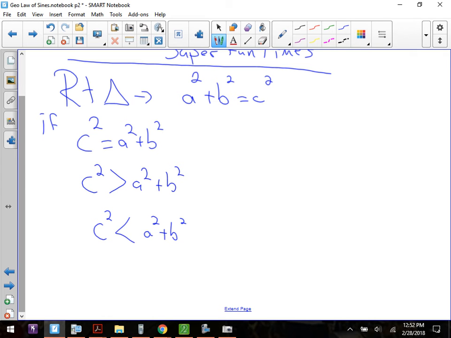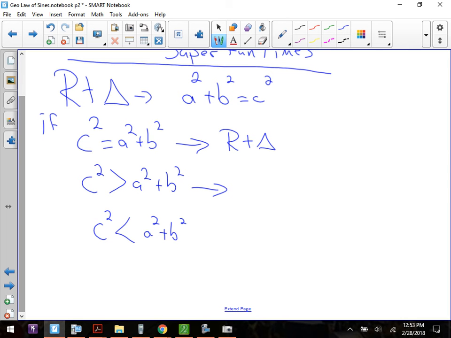Okay. So when we said it backwards, we said that if the longest side length squared was equal to the other ones squared, we knew it was a right triangle. That's just Pythagorean theorem in reverse. So if this happened, it was a right triangle. If that happened, what kind of triangle was it? Obtuse, very good.